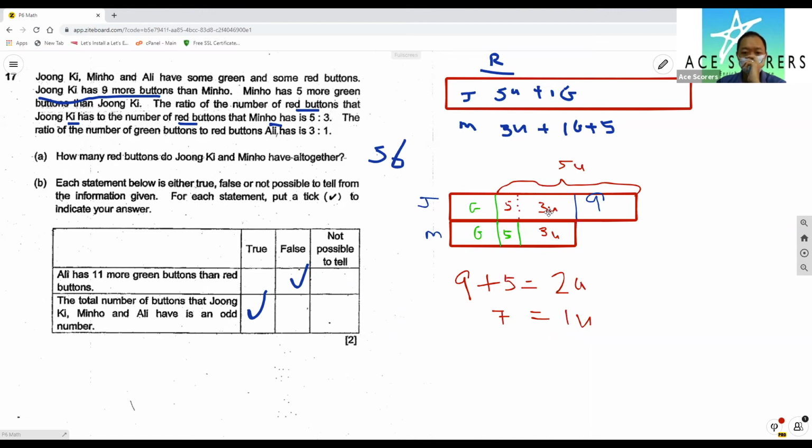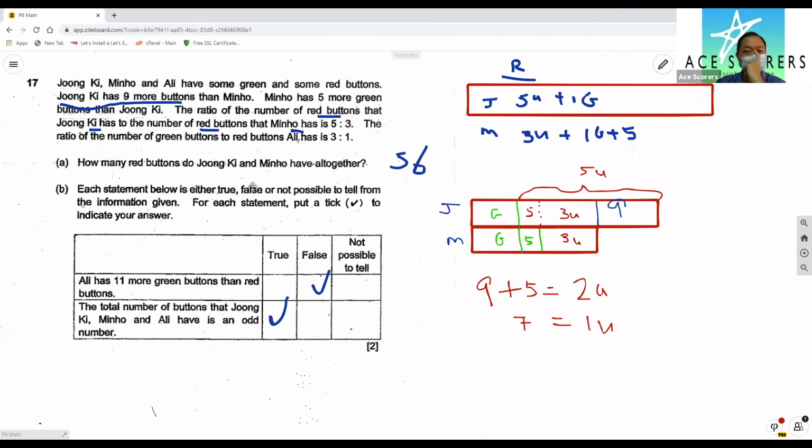So 1 unit here. Wait, let me read the whole thing again, okay? It's not really troublesome. Wait. Meanwhile, I give you the next paper, okay? You do the paper 1. Don't worry. Do the MCQ.